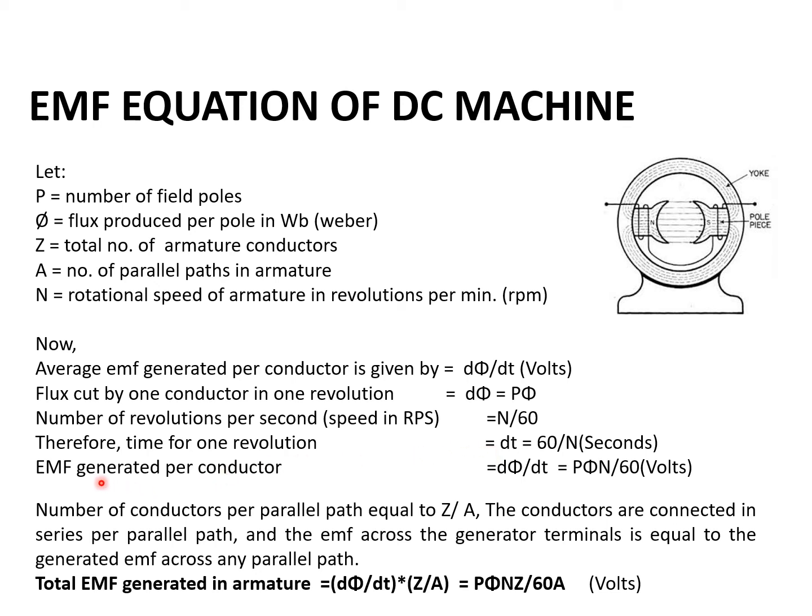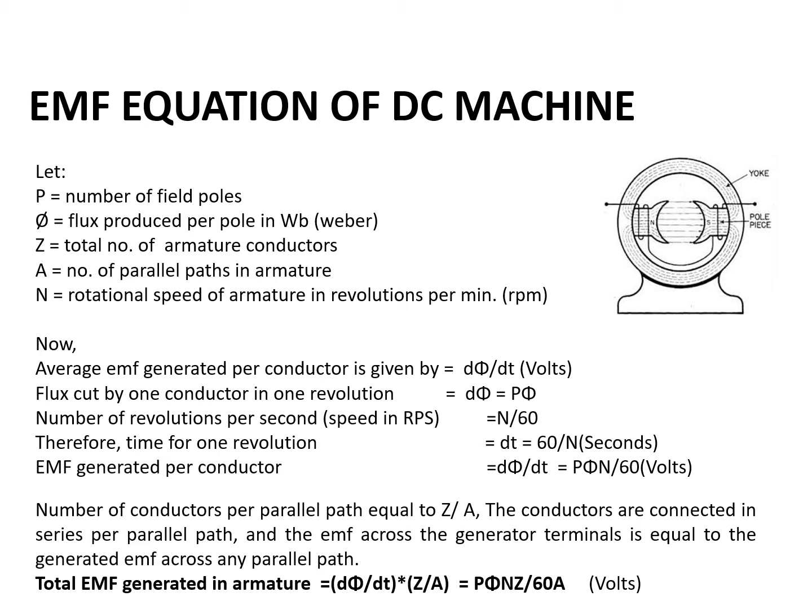So you can put dt equals 60 upon N, and the EMF generated per conductor is given by d phi upon dt. So you put d phi equals P into phi, and dt equals 60 upon N. In this way, d phi upon dt equals P into phi into N upon 60 volts. So this is the EMF generated per conductor.